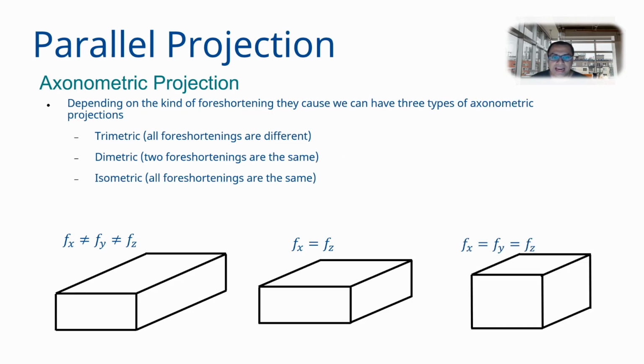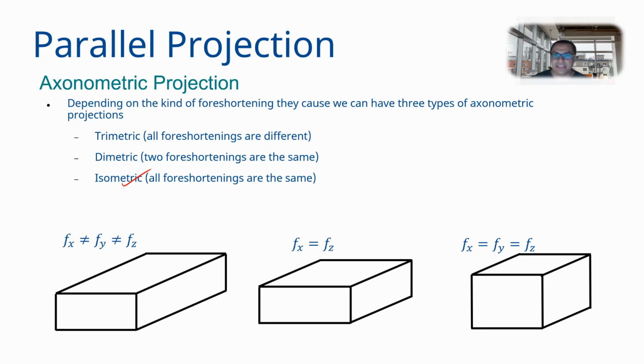Okay, and if all three foreshortening ratios are the same, then we get what is known as the isometric projection. So this is what you have seen, where fx is equal to fy is equal to fz, right? So this is how we characterize axonometric projections. Remember, how did we get to axonometric projections? By relaxing the condition that the object faces must be aligned to the axial planes.